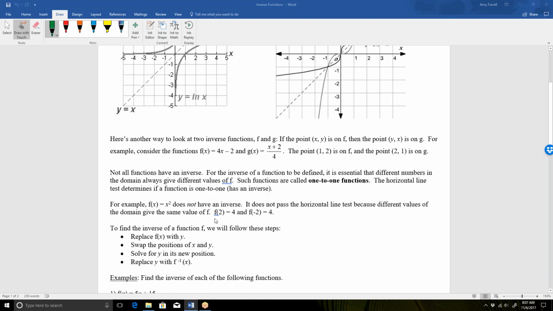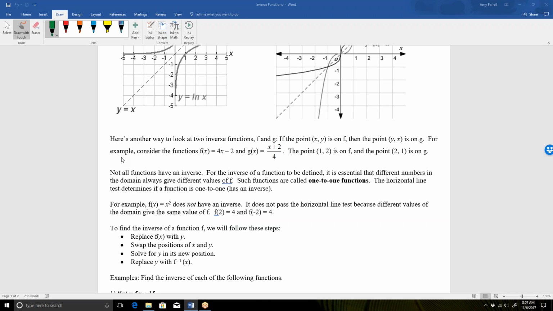Last thing before we do the math involved, not all functions have inverses. They have to be one-to-one, and a way to check to see if a function is one-to-one is to see if it passes the horizontal line test. Now, we've talked about a vertical line test. A vertical line test will determine whether we've got the graph of a function. But the horizontal line test will determine whether a function has an inverse.